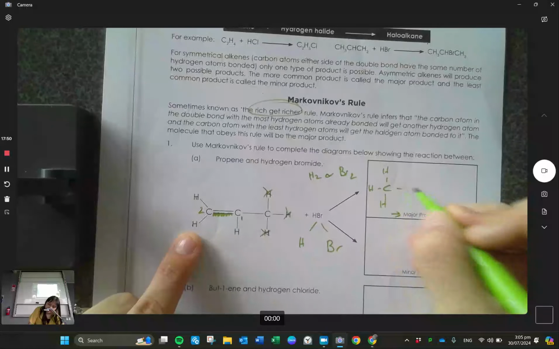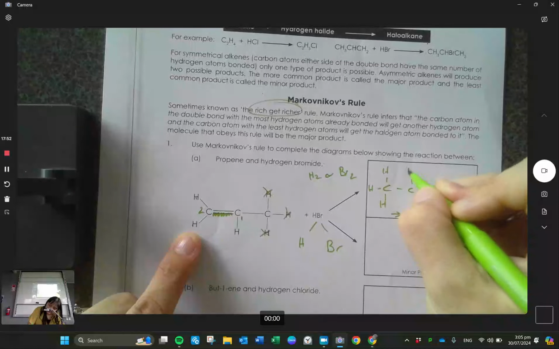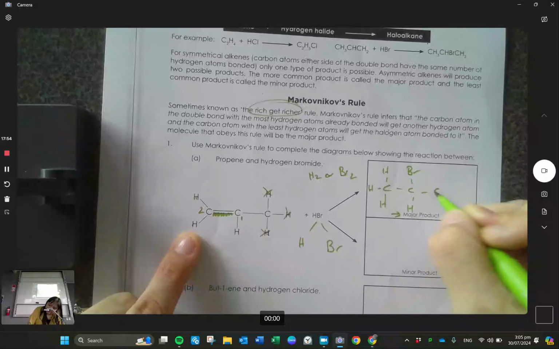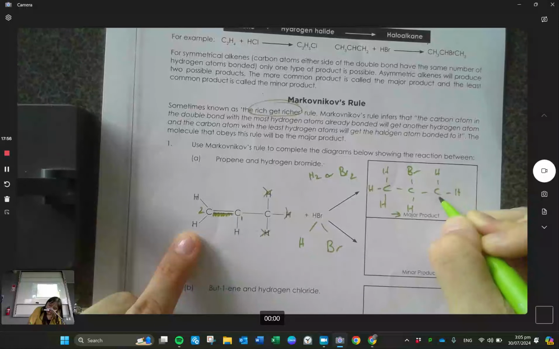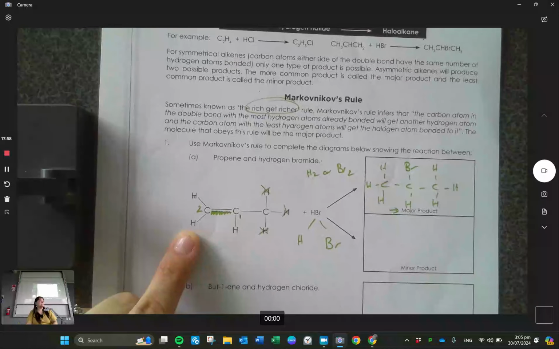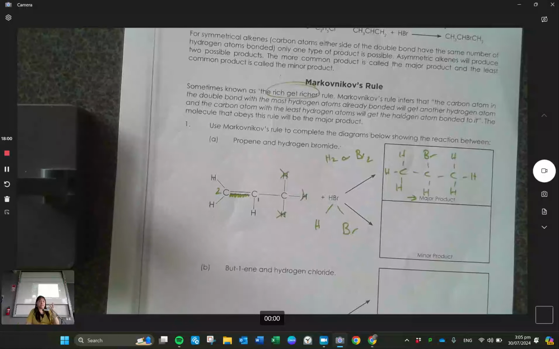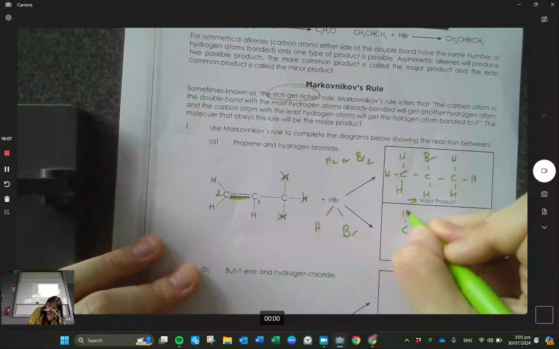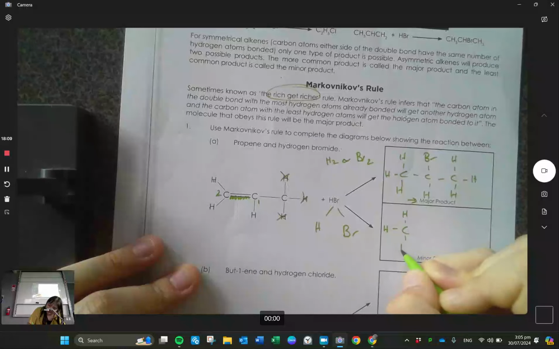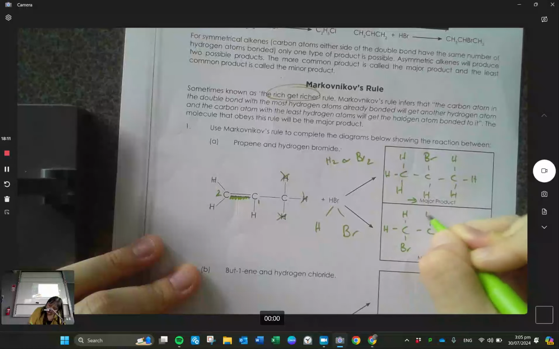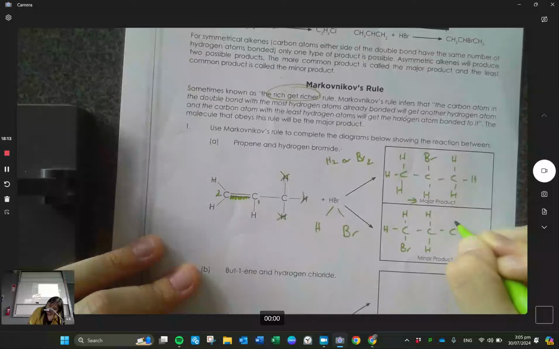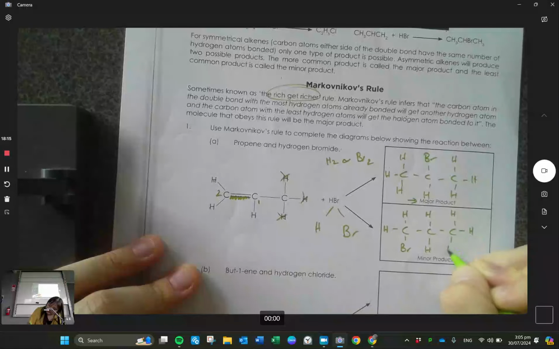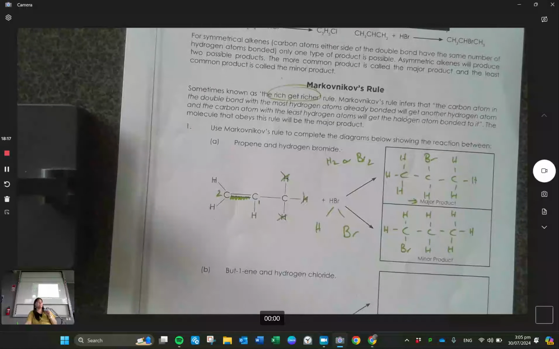It's very sad, kind of a reflection on economics. Br, H, C, H, H, H. That's my major. The minor is the opposite. So let's say by chance someone wins the lottery and the bromine actually goes to carbon 1. And let's say the IRS finally found out about the tax fraud. That's the minor. Are we okay with that so far?